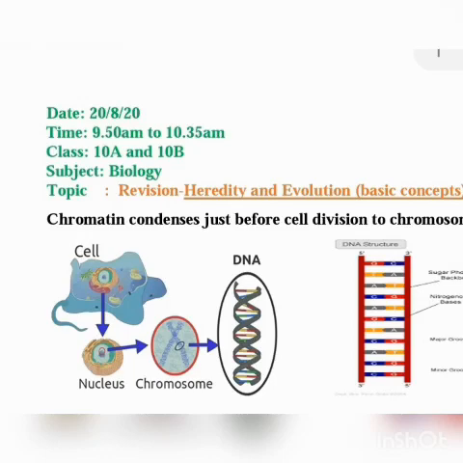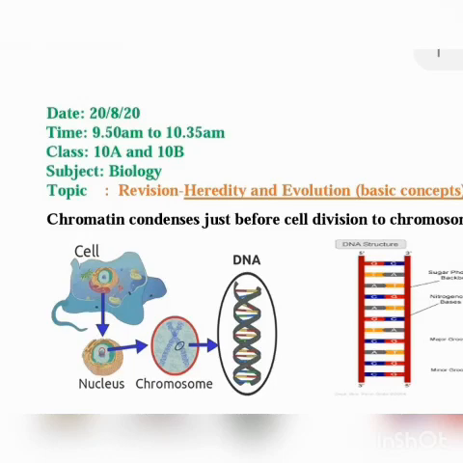Suppose they have the gene for black hair. Then both the chromatids will have the same gene. If the gene for black color is capital B, then both the chromatids will have capital B. So they are exactly similar to each other. Now this is called DNA replication, when the DNA uncoils and there is synthesis of a new strand.